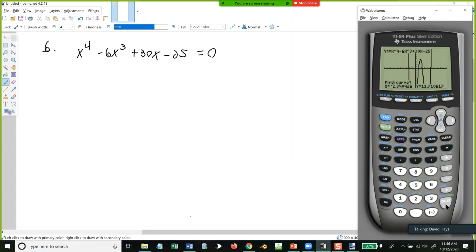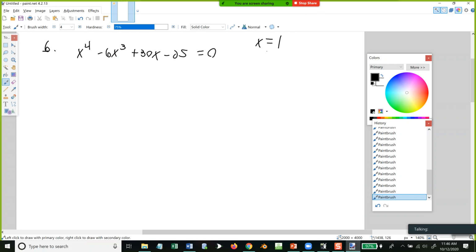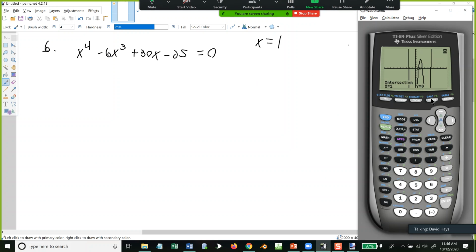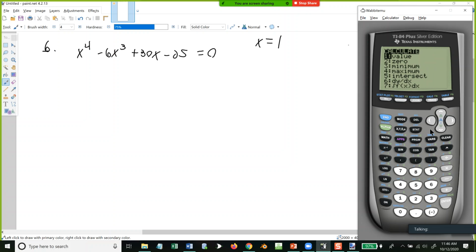Our next one we think is 1, so I do enter, and I'll put 1 in for the guess. And it comes back, tells me intersection is x equals 1. Next one is right beside it, like 2. So second trace, choose intersect. Enter, put 2 in. 2.236068. That looks like a positive version of the other one, so it's not going to change either. I could try it, but let's try 5.